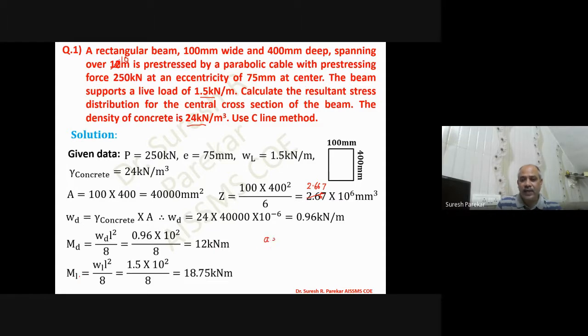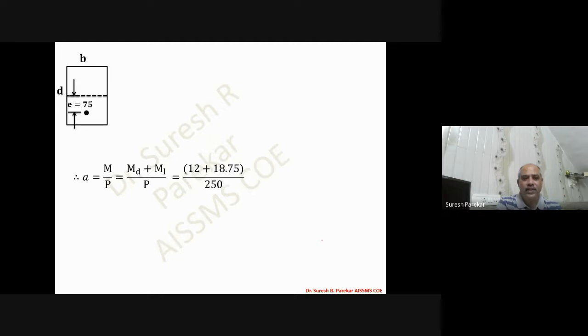So MD we know, ML we know, and now we are going to calculate A and E dash. For A, we have M by P, where M is MD plus ML. So A equals MD plus ML by P, that is 12 plus 18.75 by P 250, which is 0.123 meters, so 123 millimeters. Now E dash is A minus E, so 123 minus 75, 48 millimeter.